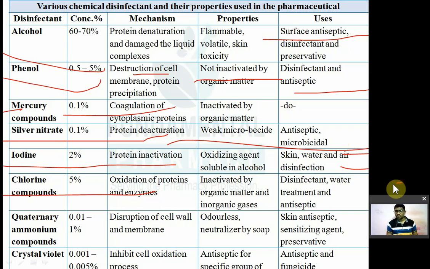They are used as a disinfectant for treatment of water. Now quaternary compounds are used in a concentration of 0.01% and cause disruption of the cell wall of the bacterial membrane. They are odorless but are neutralized by the presence of soap. They are used as skin antiseptic, then sensitizing agent and preservative. Crystal violet used in a concentration of 0.01 to 0.05% causes inhibition of the cell oxidation process. Antiseptic for a specific group of bacteria.